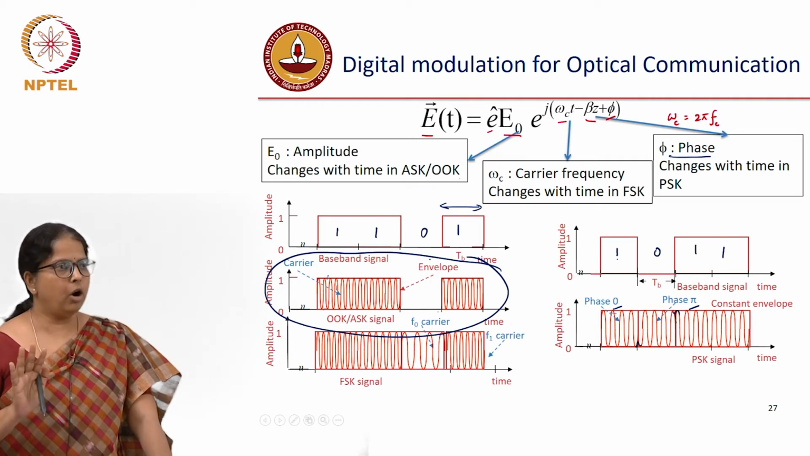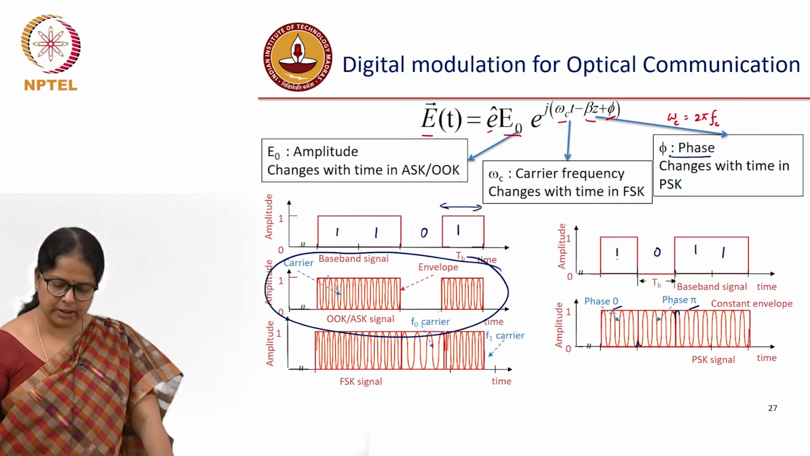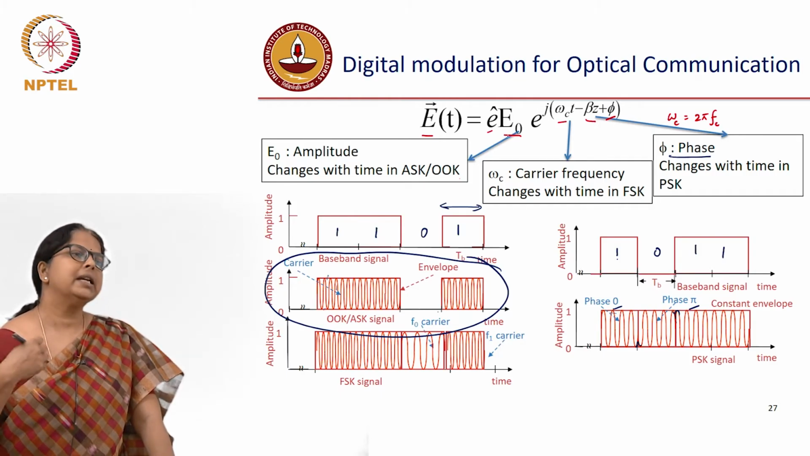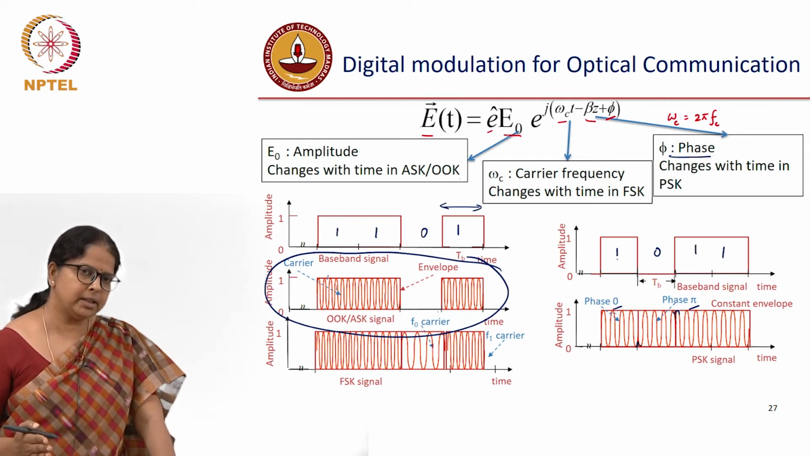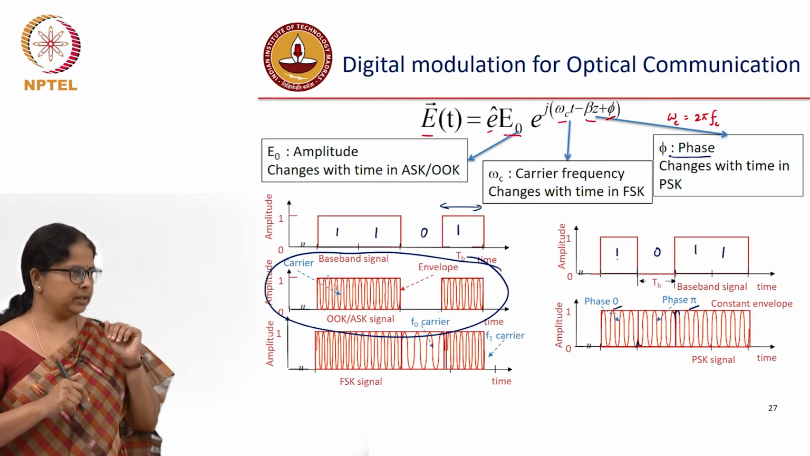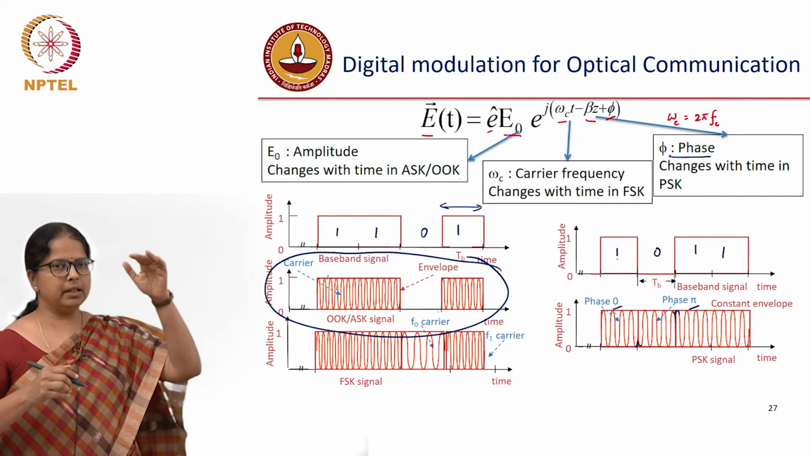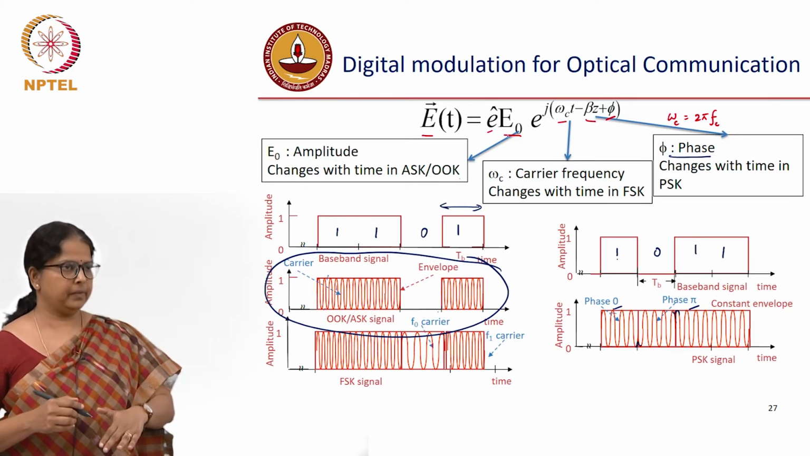People did only on-off keying, and to be technically correct, they were not switching amplitudes, they were switching intensities. Now, what is the difference between amplitude and intensity? Mod square of amplitude is your intensity. So, it is as good as saying I turn my light on and off. That is why it is called on-off keying, right.